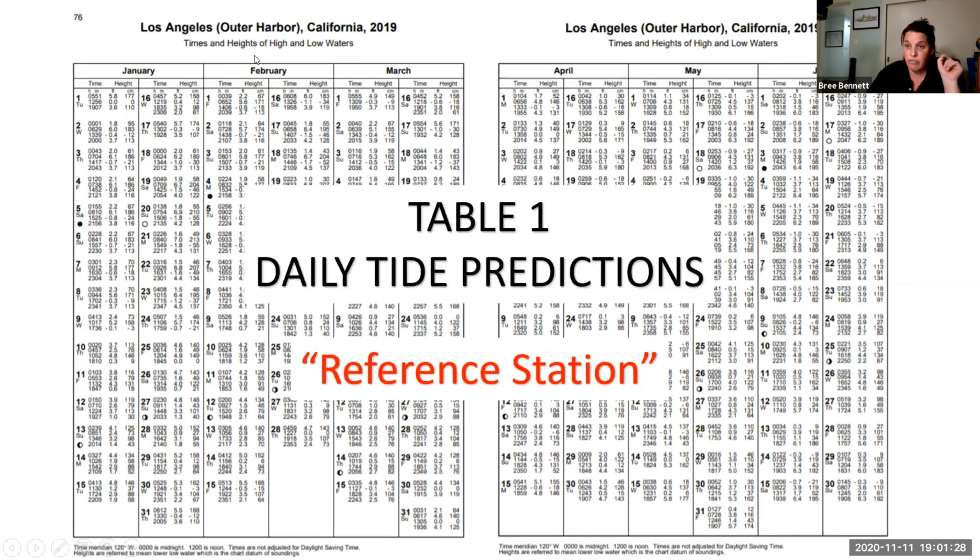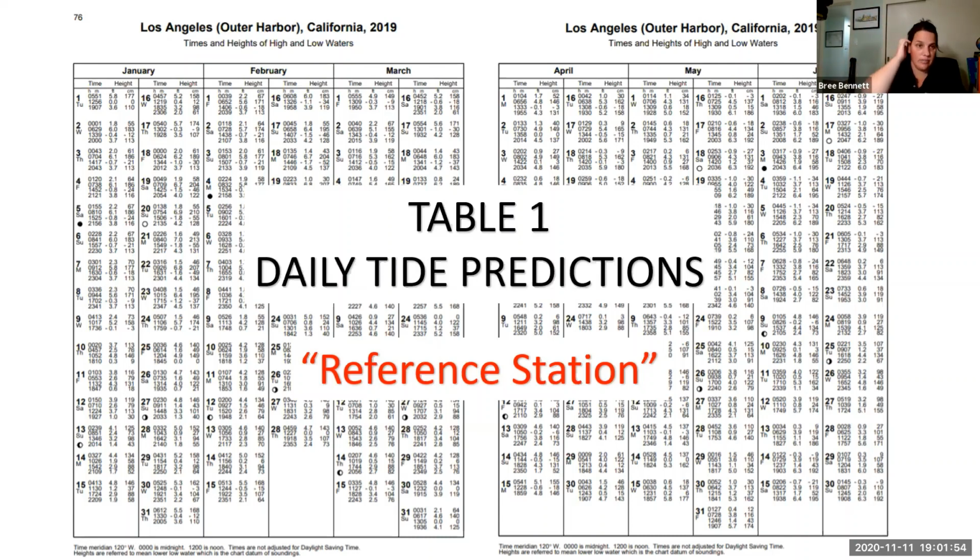So it's called a reference station. We have a tide and a height, a tide and a height, a tide and a height. It doesn't say high water or low water, it just says the time and the height. So that's when we're looking at our graph, that's when it peaks out. And then it peaks out at the bottom, and then it peaks out at the top. Those are the times that they're giving us.